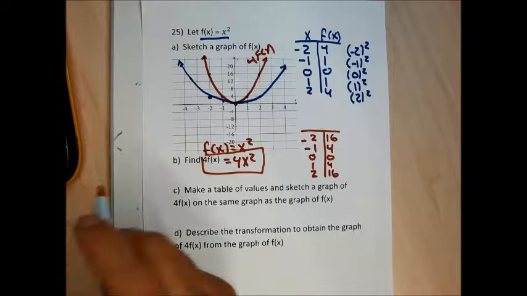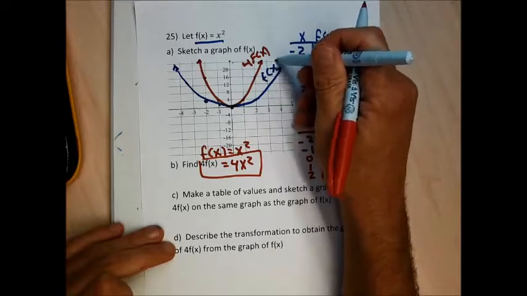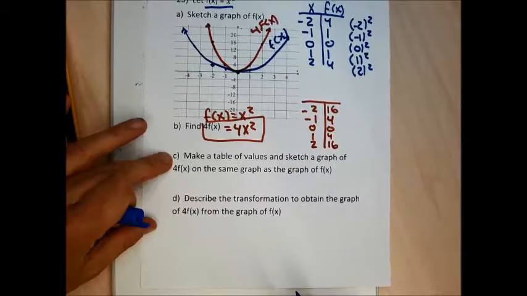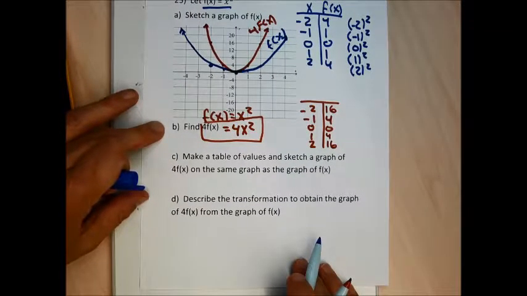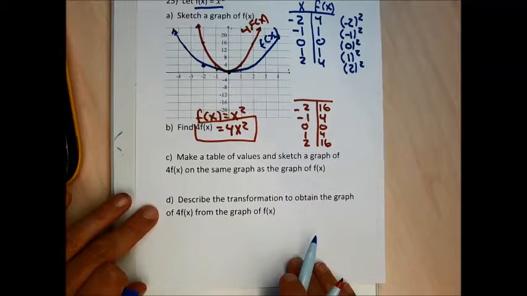The original blue graph was the graph of just f of x equals x squared. Done with part C, I made a table. Part B, I found the 4f of x. Part C, I made a table of values and sketched a graph. Now I'm going to describe the transformation.